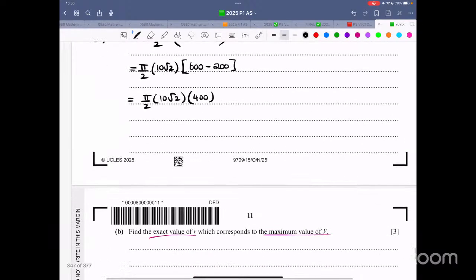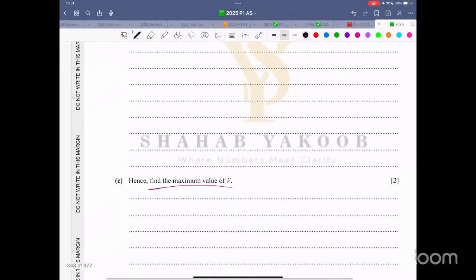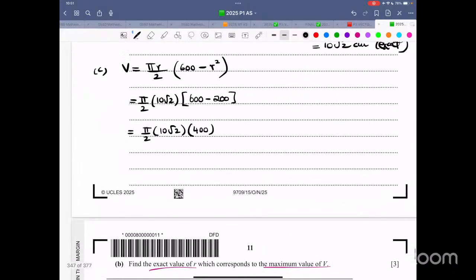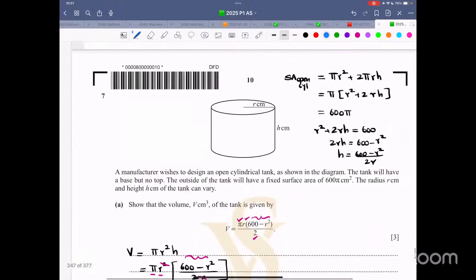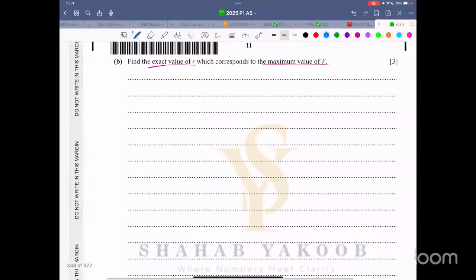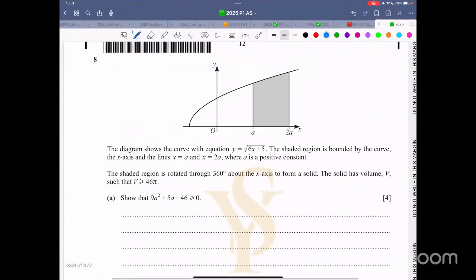Now for the maximum value, they did not specify anything as such, so let's leave the answer in the exact form. Let me take this 2, divide it with 400, that is 200, with a 0, that is 2000. So this is pi into 2000 root 2. That is the exact thing, which is centimeter cube. Double check. Yes, this is centimeter cube. So part C is also done. Let's move to question number 8.